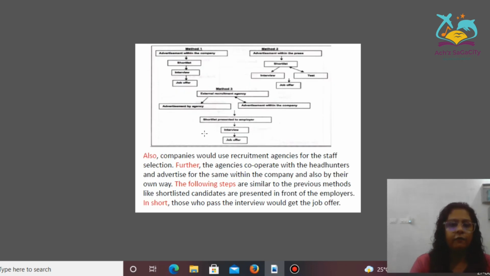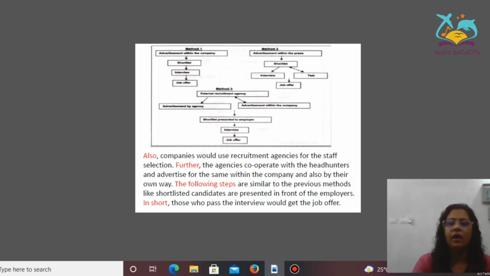Then the third body paragraph, you need to mention about the method 3. Also, companies would use recruitment agency for the staff selection. Further, the agencies cooperate with the headhunters and advertise for the same within the company, and also in their own way. That means within the company and also the advertisement by agency. They will use these 2 methods. The following steps are similar to the previous method, like shortlisting, the candidates are presented in front of the employers. In short, those who pass the interview would get the job offer. So here also we used the connectors like also, further, the following step, and in short. In short means at the end.